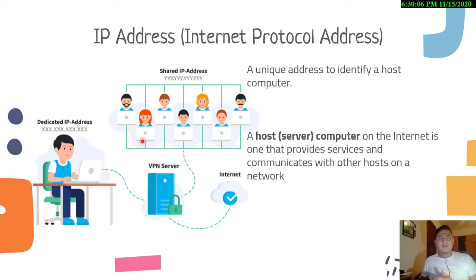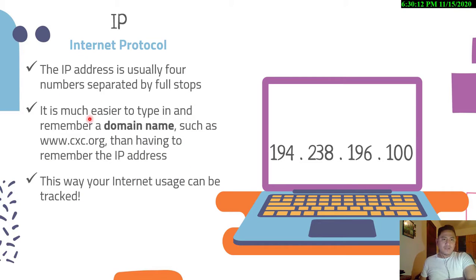Okay, now let's look closely at what is an IP or an IP address. So an IP, as I mentioned before, is Internet Protocol. Remember, Internet Protocol works hand in hand with TCP, but separating it out, an Internet Protocol address is usually 4 numbers separated by a full stop. For instance, this: we have 1, 2, 3, and 4 numbers separated by full stops.